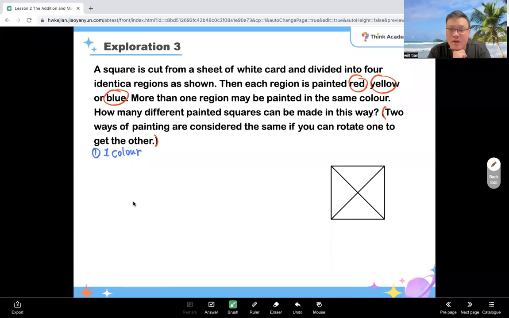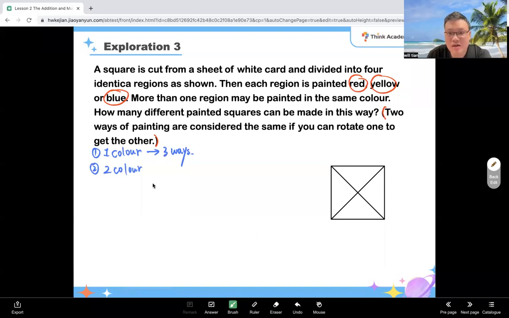And I can choose only yellow. I paint all the 4 regions yellow, and also I can paint all the regions blue. So basically, if I choose only one color, there are only 3 different ways for us to paint this card. All blue, all yellow, or all red, okay? That's it. That's about one color. And now let's move on to 2 colors. If I choose 2 colors, firstly, guys, you have to help me to choose colors.